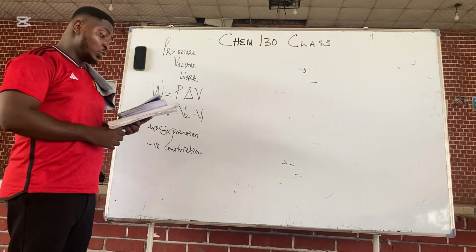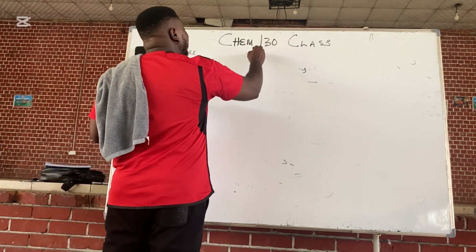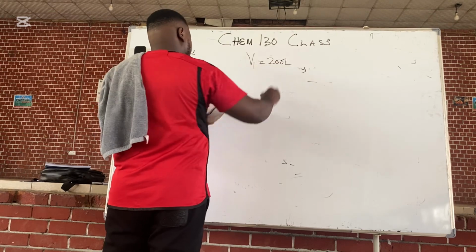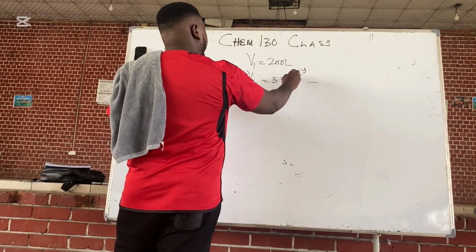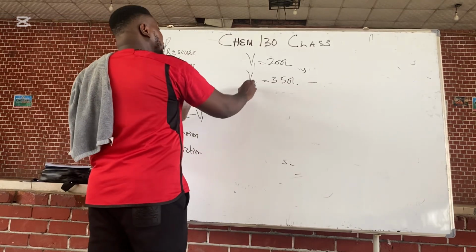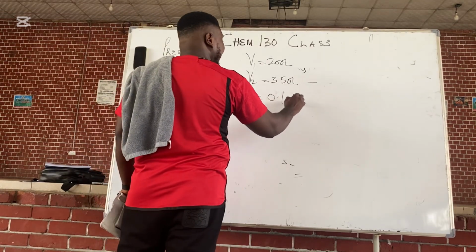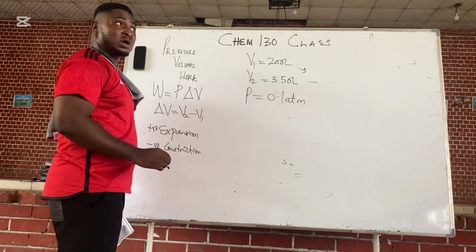Amount of work done when 200 liters of gas expands. So the initial volume of the gas is 200. Expands to a final volume of 350 liters, against an external pressure. Pressure is 0.1. What's the amount of work?